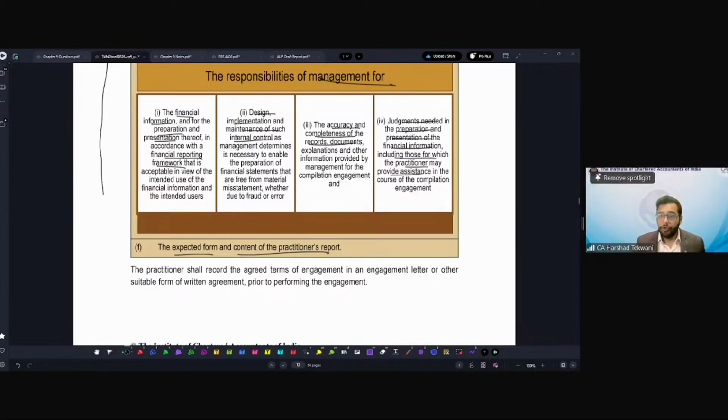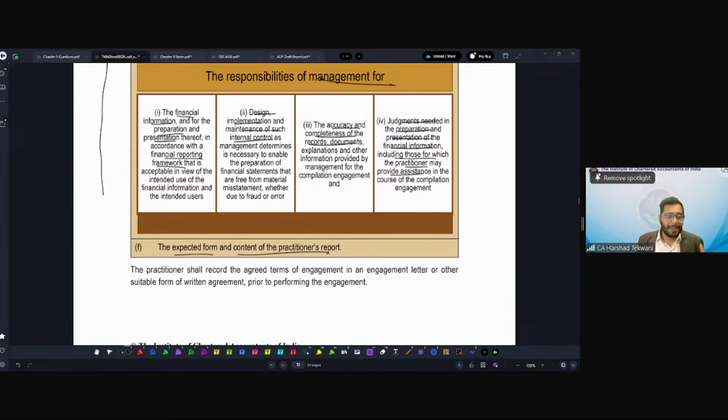Very good, Mansha. So when I have to perform a compilation engagement, the first and foremost thing I need to do is understand how I need to compile, what information it is, and what financial reporting framework it is. And to understand the financial information, I need to understand the entity, because without understanding the entity, you cannot understand the financial information. I can give you 10 different numbers, but unless you are clear with the background, you may not understand how to compile.